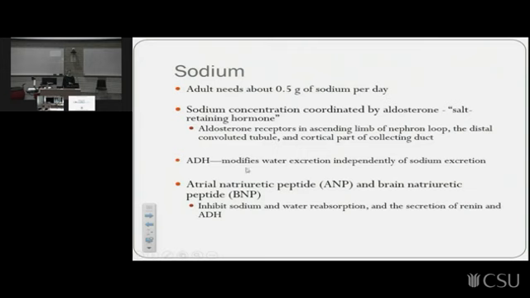So antidiuretic hormone modifies water excretion independent of sodium excretion. So where we've got this ANP and BNP, they inhibit sodium and water reabsorption, and then the secretion of renin and antidiuretic hormone.